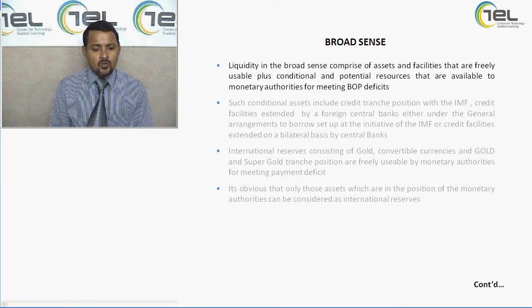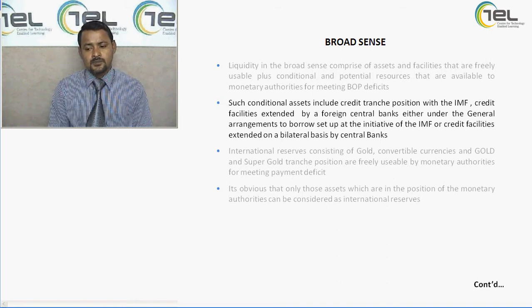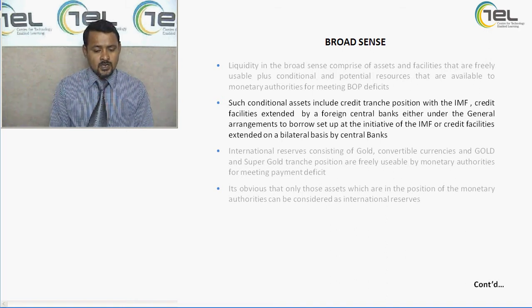Such conditional assets include credit with the IMF, credit facilities extended by a foreign central bank, either under the general arrangements to borrow set up at the initiative of the IMF and MIGA, and credit facilities which are extended on a bilateral basis by central banks of different countries to a particular domestic central bank.